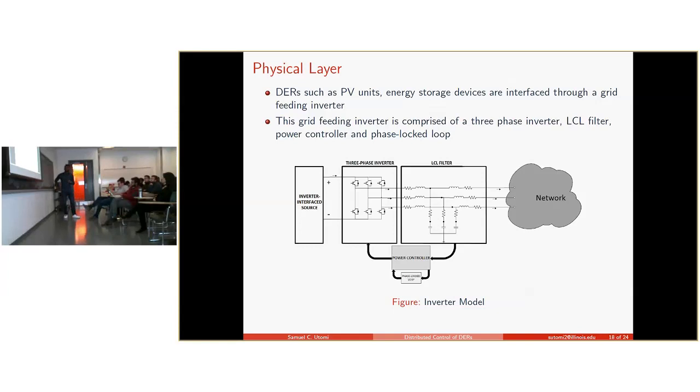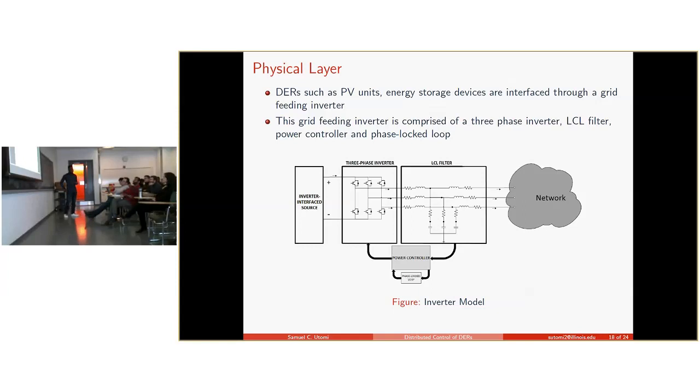I'm just going to give a brief overview of the physical layer. You have distributed energy resources such as PV units, which are interfaced by an inverter. In this case, the inverter comprises a 3-phase inverter, the LCL filter, the power controller, and the phase lock loop. The phase lock loop is there because you want a consistent phase angle, and then the power controller uses the reference that you sent via the ratio consensus to determine the set points for your voltage, which determines what your inverter sets to deliver the set amount of power.